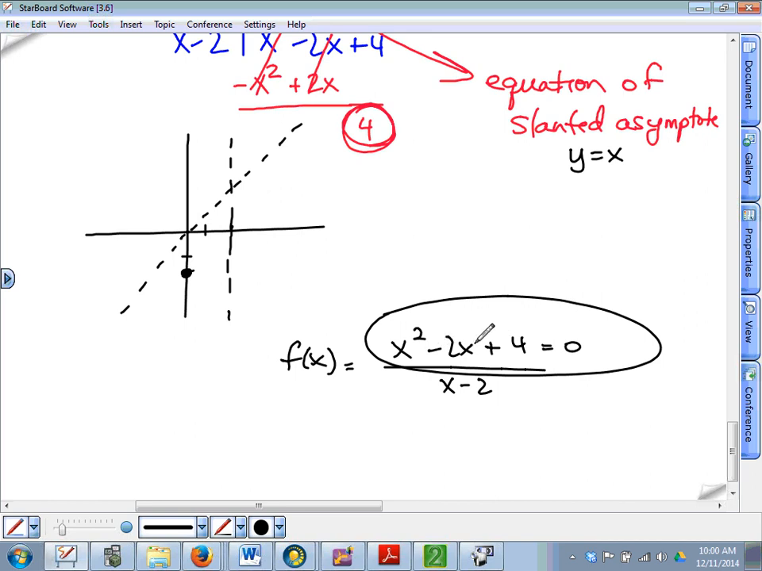If you did, you would end up with non-real solutions. Non-real solutions means there's no x-intercepts. So we're fine. We know it's going to be in that top little bit. No x-intercepts. Again, it's because this has no solutions that are real. It has complex solutions, but no real solutions.